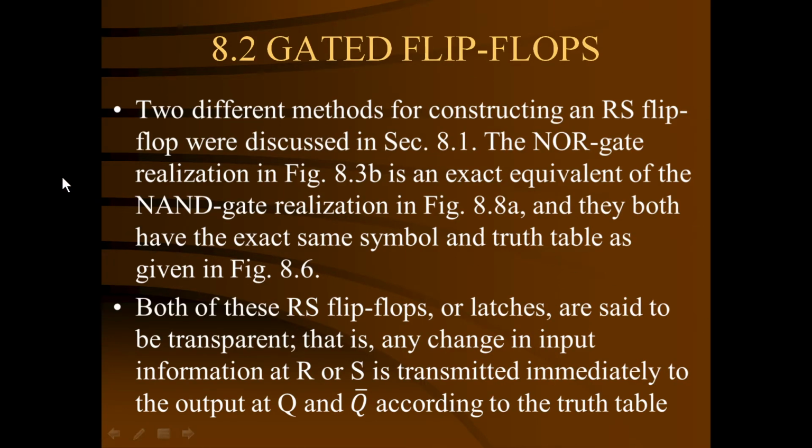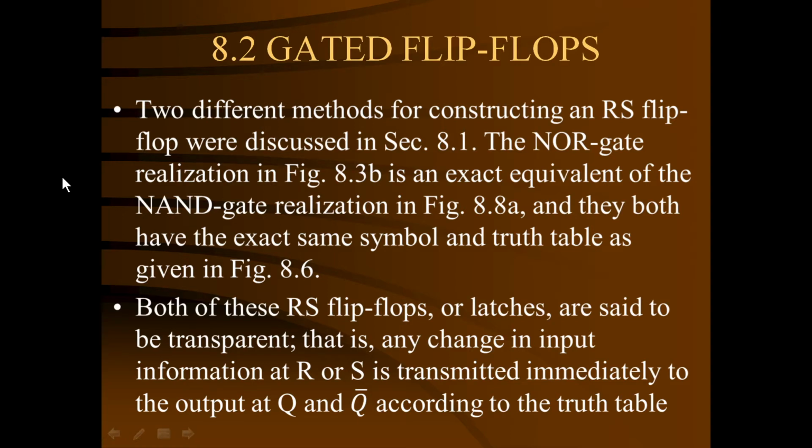Now, using a NAND gate and a NOR gate, these two types of basic RS flip-flop were prepared. Both of these basic RS flip-flops have the same symbol and the same truth table, as we have seen in a previous topic. So we are now starting the advanced flip-flop, called the gated flip-flop or clock RS flip-flop. Two different methods for constructing an RS flip-flop were discussed in section 8.1. The NOR gate realization in figure 8.3b is exactly equivalent to the NAND gate realization in figure 8.8a, and they both have the same symbol and the same truth table as given in figure 8.6.